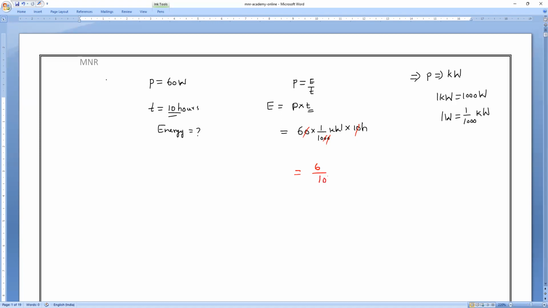6 divided by 10 kilowatt hour. So 6 by 10, I will write 0.6 kilowatt hour. Is it right, everybody? That's the answer. So I have given you four options. Option A, 0.06. Option B, 0.6. Option C, 6. And option D is 60. So what is the correct answer? 0.6. So solve it, everyone.